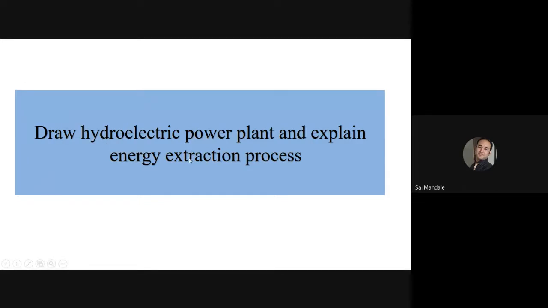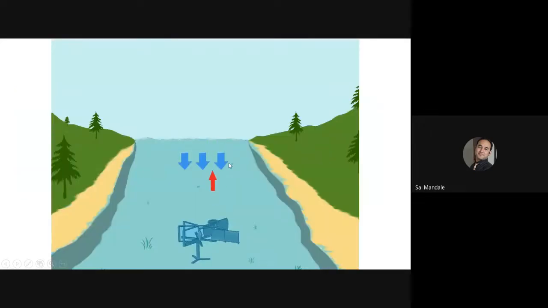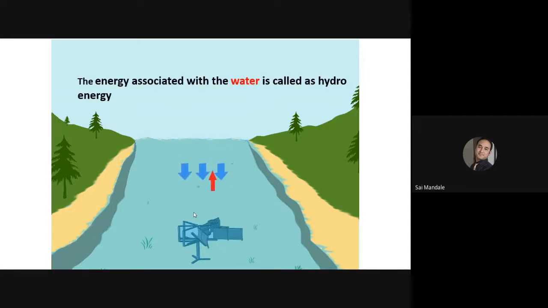So right now our agenda is to look at the hydroelectric power plant. Basically, the water is stored at a certain height, and we are using that water to run the turbine. In a thermal power plant, we use high pressure saturated steam or high pressure superheated steam to run the turbine blades, and then the blades rotate the shaft and electricity is generated. But here we are utilizing the energy possessed by the water to run the turbines. The energy associated with the water is called hydro energy.